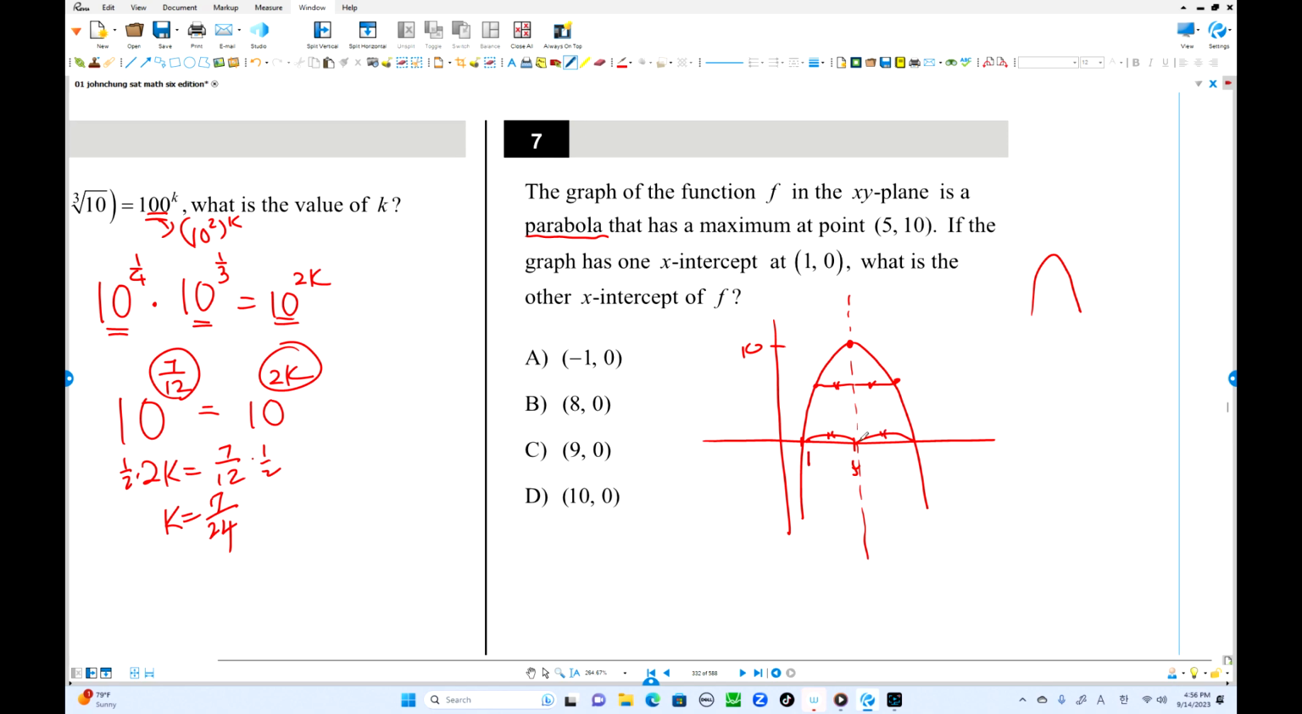And this is 1 over here. What is the length of this side? 5 minus 1 is 4. The other side is also a distance of 4. So this coordinate is 5 plus 4, which is 9. So (9, 0) is the answer.